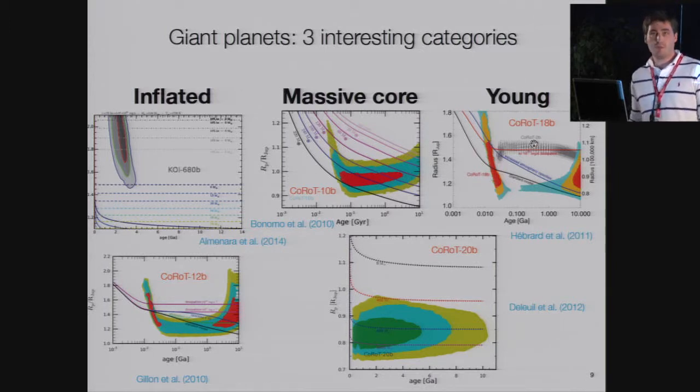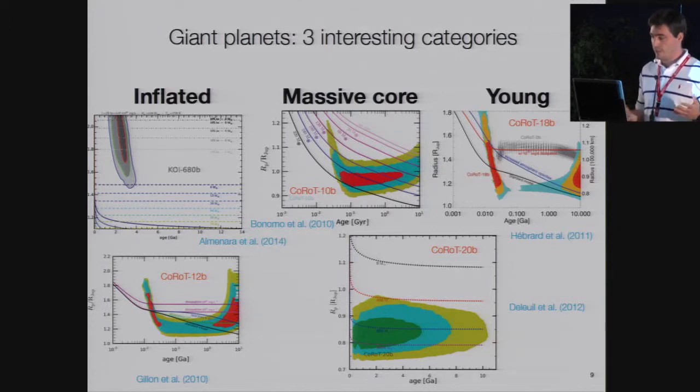Two interesting examples of these are CoRoT-2 and CoRoT-18. These planets are interesting because they are kind of problematic. CoRoT-2 has a very large radius for a quite heavy mass, so it's very hard to explain.